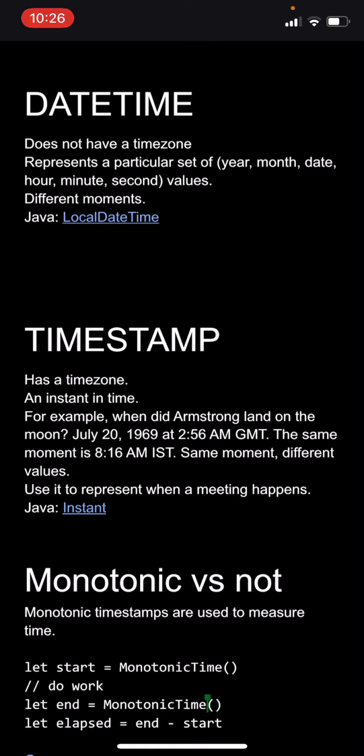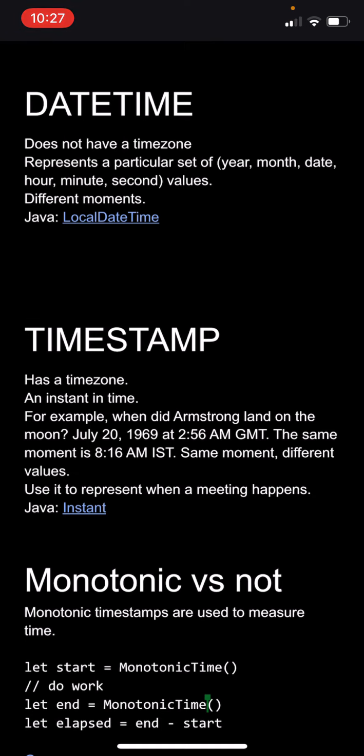Datetime doesn't have a time zone. It's just a set of year, month, date, hour, minute, second values. So, for example, if I were to ask you, when are you going to celebrate New Year's Day next? The answer would be Jan 1st, 2023, 00:00:00. This would be your answer.